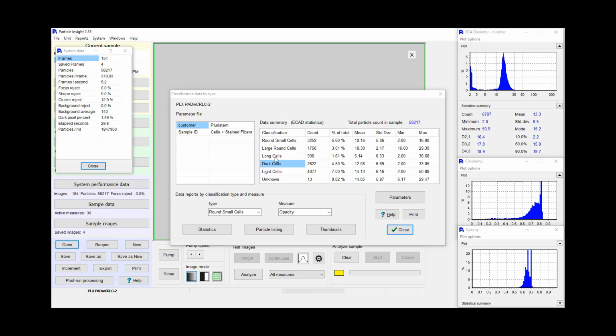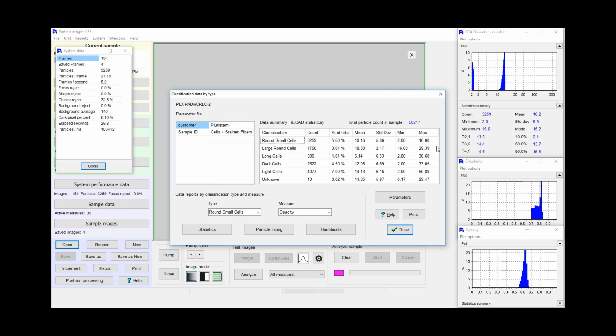Not only can I do that, but let's say I wanted to look at the round small cells. I can get all the statistics, looking at only the round small cells and ignoring all the other particles. This is the equivalent of, with a click of a button, doing a full shape analysis and size analysis with 30 shape measures of just the particles that are round and small. So we can look at the different statistics based on that.